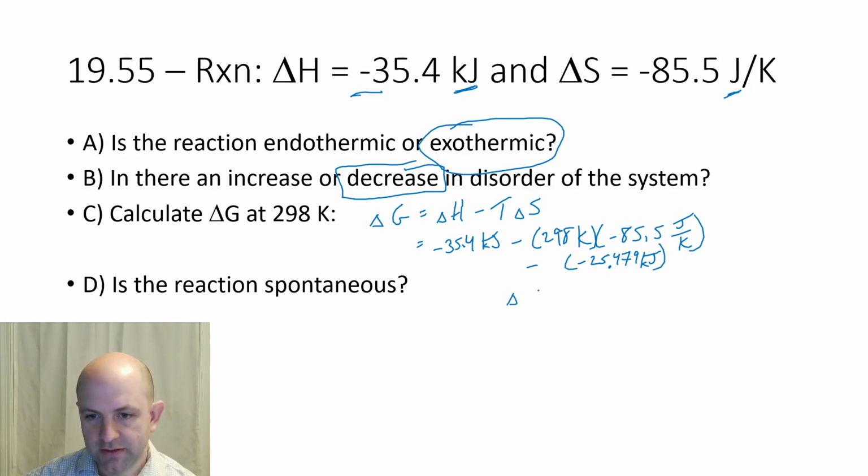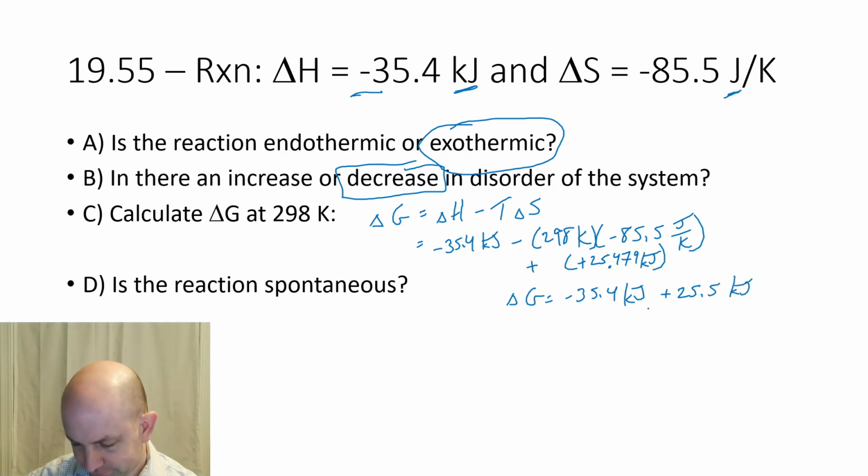So delta G is negative 35.4 kilojoules plus, because our negatives cancel out, 25.5 kilojoules, rounding it. So negative 35.4 plus 25.5 gives us negative 9.9 kilojoules.